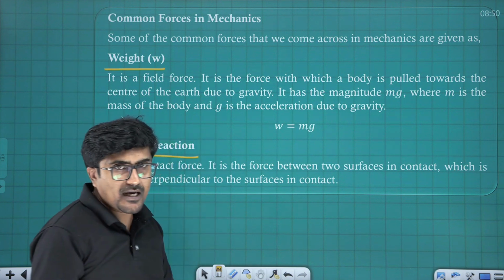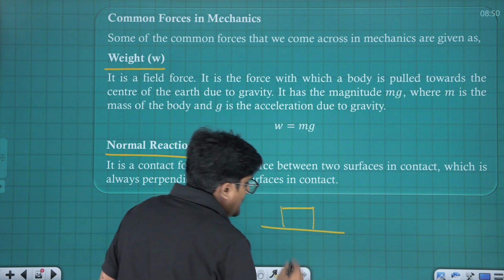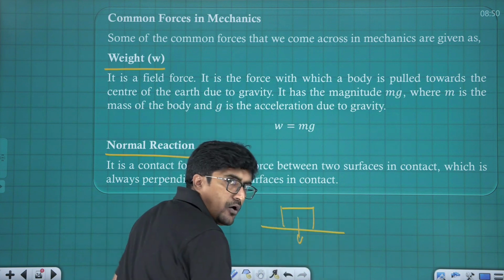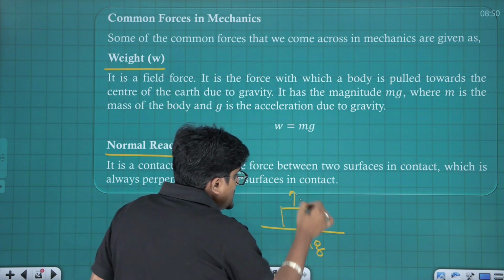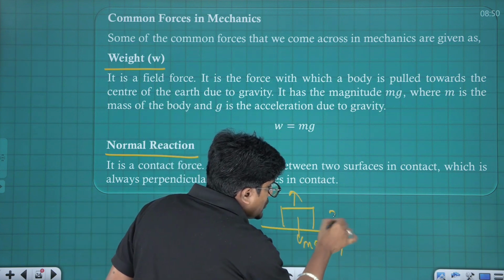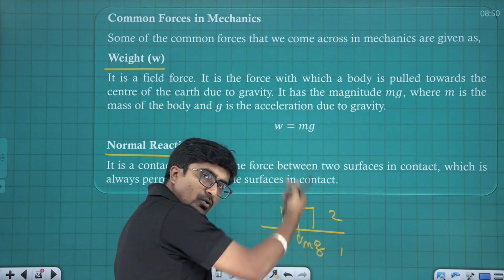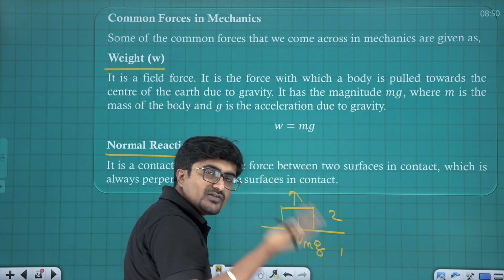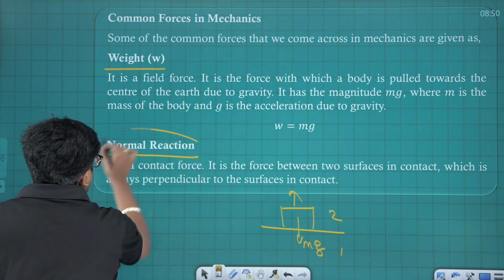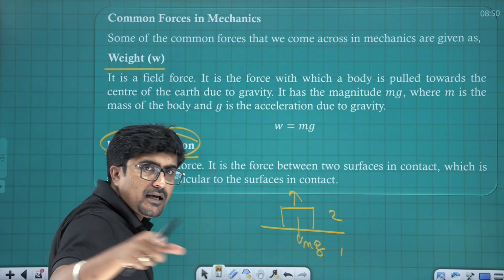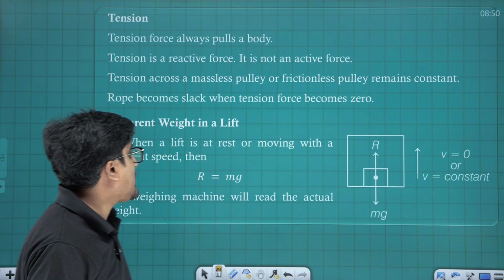Next one is normal reaction. If you keep a body on any particular surface, due to the weight of the body there will be a force acting, that is m into g. And this is the force acting on 1 due to 2. I repeat, force acting on 1 due to 2. Now 1 will be giving its reaction. If m into g is the action, it will be offering a reaction, and that reaction is known as normal reaction. As the name indicates, it always acts perpendicular to the surface of contact.